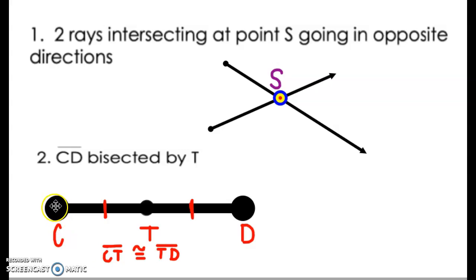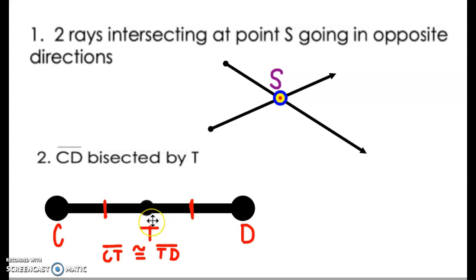So we have segment CD. We have a beginning point and an end point, and we've labeled them C and D. Remember, bisected means to cut in half. So that would mean point T is directly in the middle of C and D.